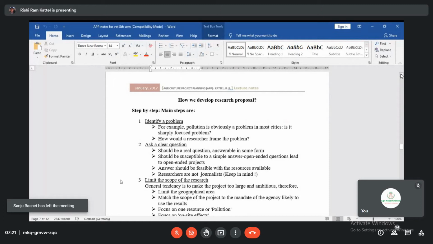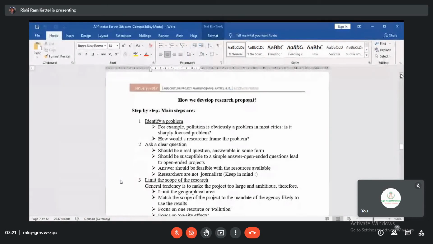Then the funding agency, of course, provides the fund to Kathmandu city, because in Kathmandu pollution is severe. Obviously, it is a more serious problem than in Pokhara city. So whether it is a sharply focused problem or not, you have to judge it. And how a researcher frames the problem is quite important.